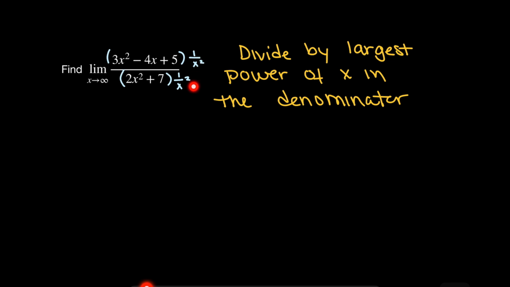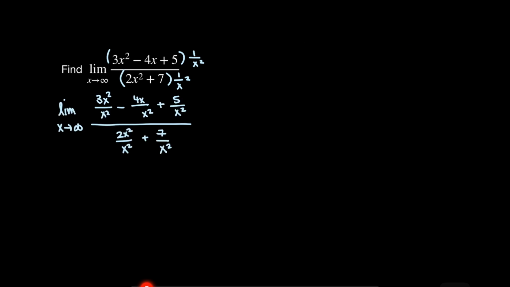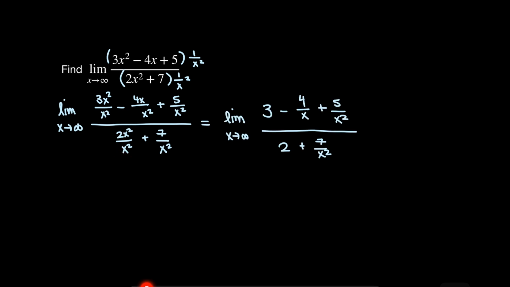Technically what I'm doing is multiplying the top and bottom by 1 over x squared. And since I'm doing the same thing to the top and bottom, I'm essentially multiplying by 1, so I'm not changing the value of this fraction. So I'm going to go through and divide every single term by x squared. So now I have the limit as x goes to infinity of 3x squared over x squared minus 4x over x squared plus 5 over x squared, all over 2x squared over x squared plus 7 over x squared.